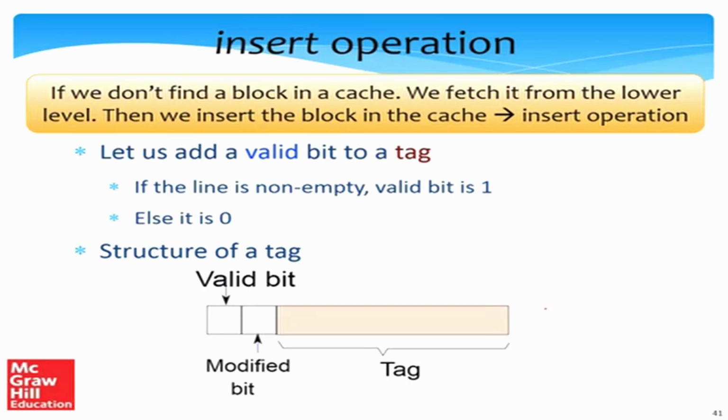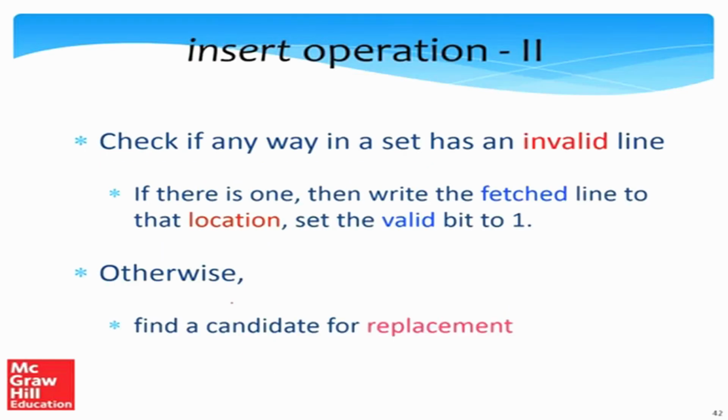So what is the structure of a tag in a tag array now? We have the tag part of the address. We have a modified bit and a valid bit. So when we are inserting a line, let's say it's coming from the lower level, we check if any way in a set has an invalid line, which means its valid bit is 0. So the line is empty, the entry is empty basically. If there is one, then we write the fetched line to that location and set the valid bit to 1.